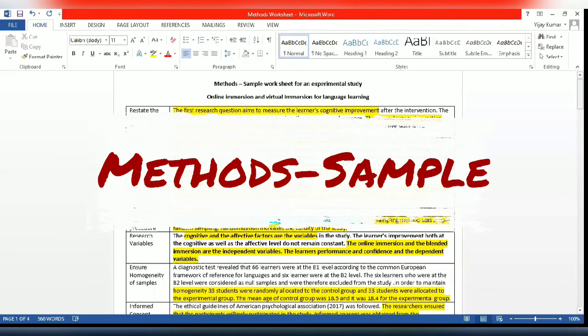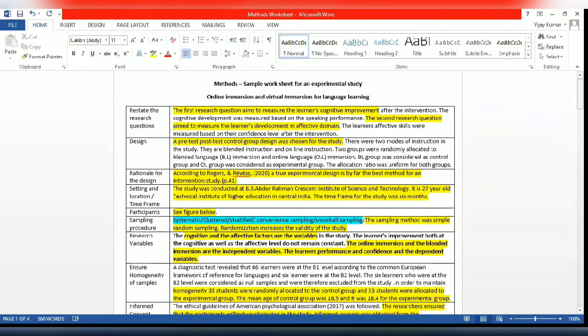Now let us move on to the application part of it. Let me show you some examples and show you how you can actually carry out the methodology section so that what we discuss will further be reinforced. So take a look at this sample methodology worksheet.